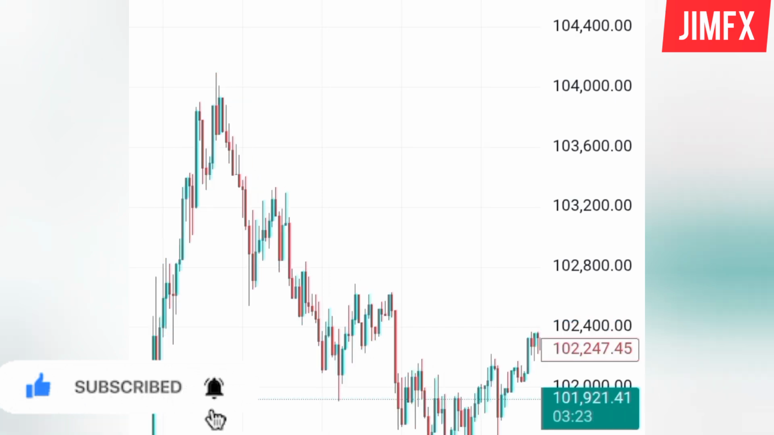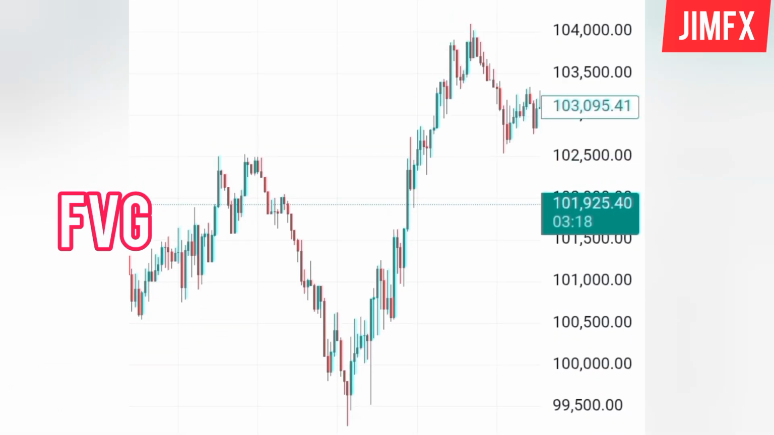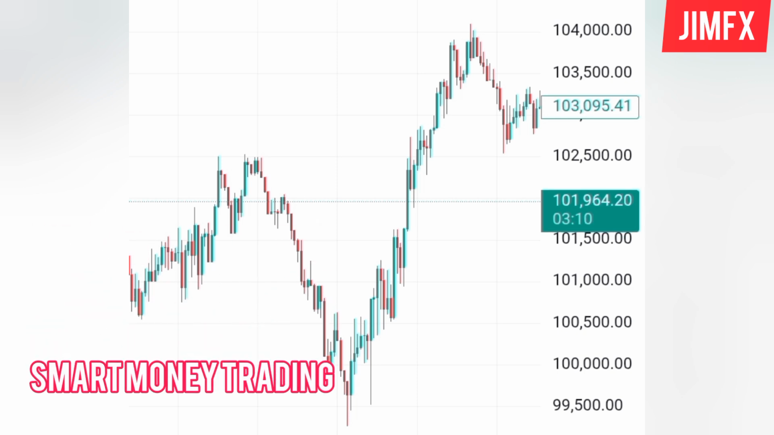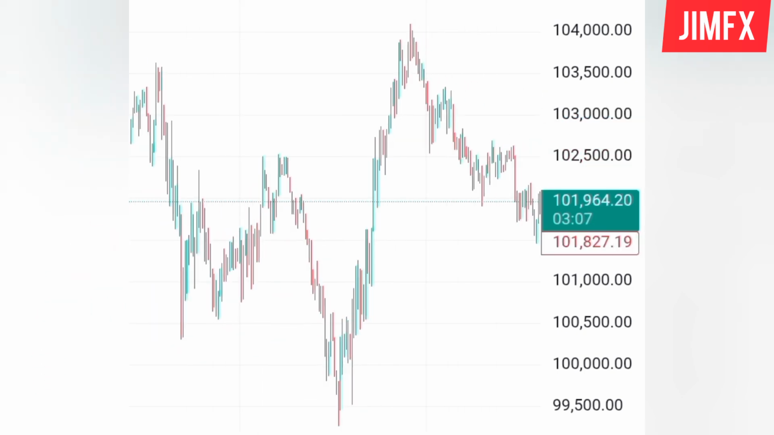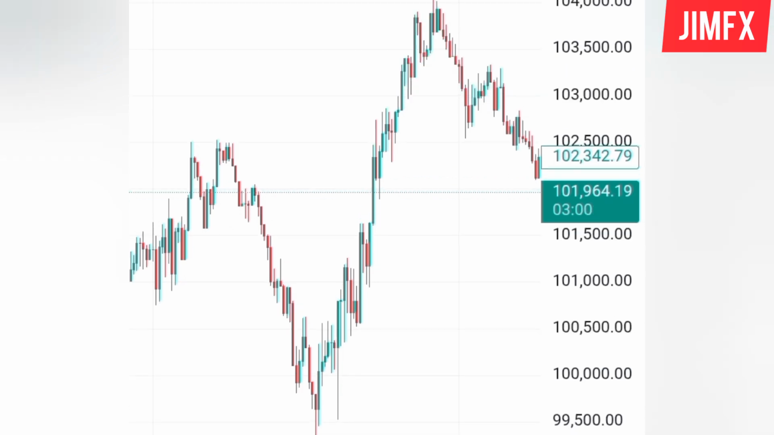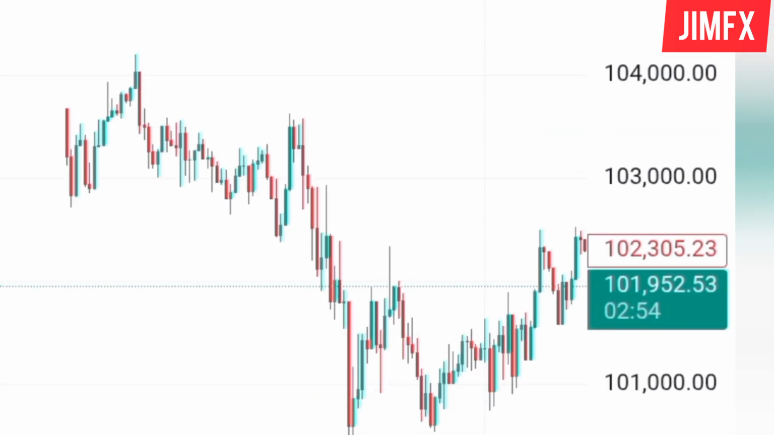Okay, so now one is market structure. Two, we shall use fair value gap or imbalances. Then three, we shall use smart money liquidity zones. So once these line up, you will know exactly when to enter and when to stay out of the market. So this is how we shall set our strategy.